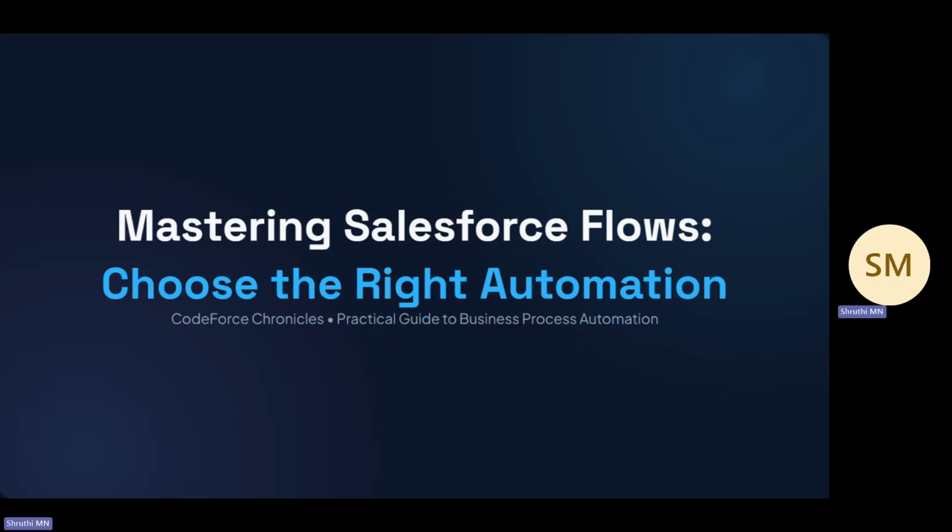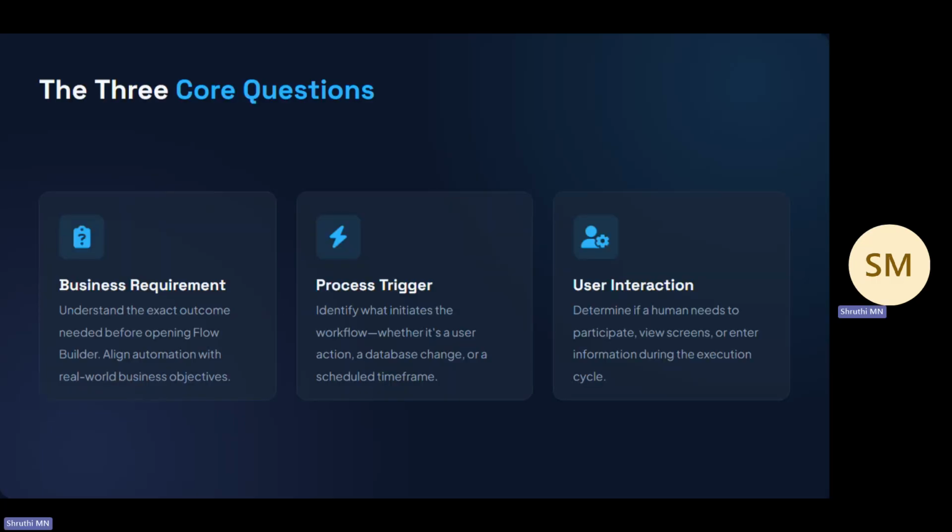Now, I want to give you a framework that you can use in Trailhead, in interviews, and even in Salesforce projects. Before choosing your flow type, ask yourself three questions. Question number one: what is the business requirement? What problem are we actually trying to solve? Question number two: what triggers the process? Is the process triggered by a user, a record change, a particular time, or an event?